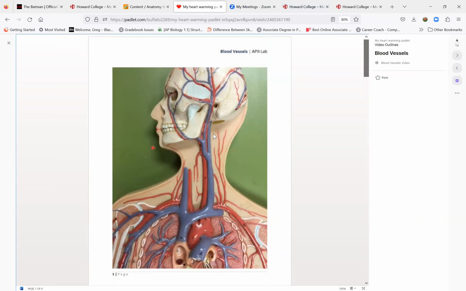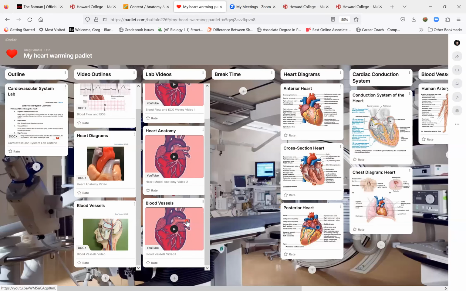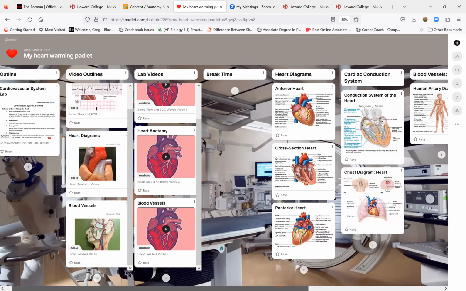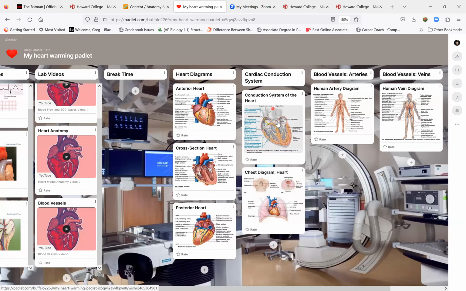So, but you can see these really good here. And let me just close this out. But this video goes through all of that. And then here are some heart diagrams. Here's some good ECG type or cardiac conduction system. And then here are some artery and vein diagrams.